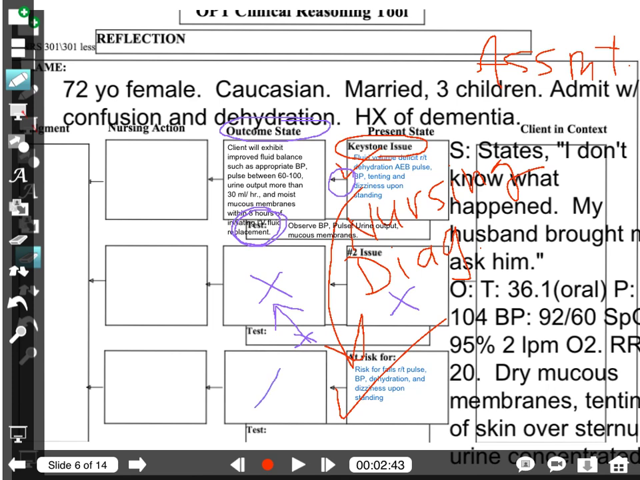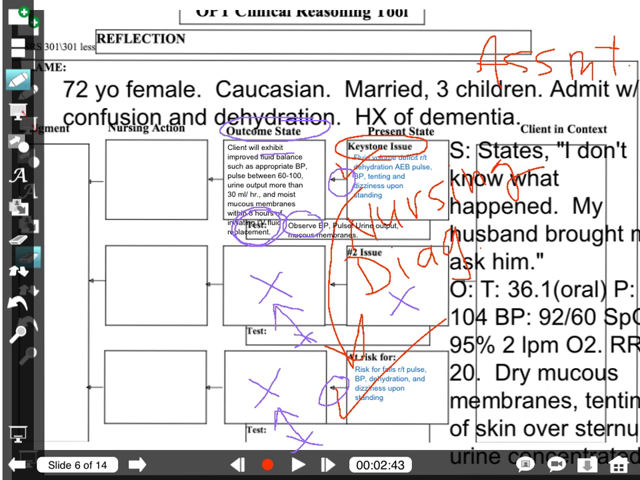We could have written an outcome here for our nursing diagnosis of risk for falls, and then we would write a test statement for that outcome, okay? So the test statement links directly with the outcome, and the test statement says what the nurse will do to determine if the outcome has been met, partially met, or not met. For example, what I wrote here is that you would observe blood pressure, pulse, urine output, and mucous membranes. And this observation is appropriate for an outcome that says client will demonstrate or client will exhibit.